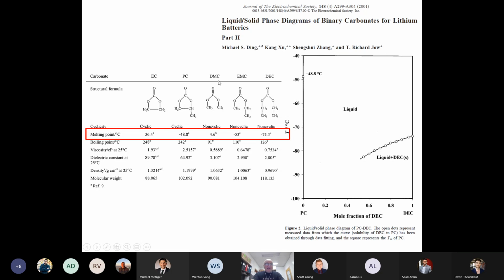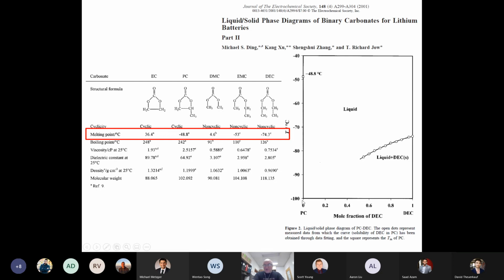And you want DMC in there to give you the best conductivity because it has the lowest viscosity of all these things, which you can see here. And you want EC because it is the best at passivating graphite of all these things. But if you're focused on a low temperature electrolyte, you would start putting some PC in for EC, and people do that, and put some DEC in for DMC, and people do that.